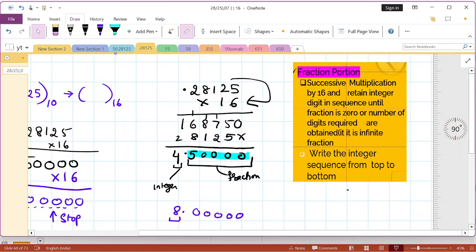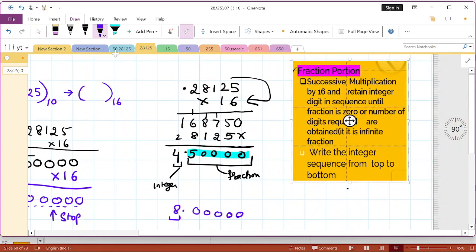So just let's see this rule. What it says, successive multiplication by 16 and retain the integer sequence digit in sequence until the fraction is 0 or the number of digits required are obtained in case it is an infinite fraction. Then write the integer sequence from top to bottom. So this part is clear.